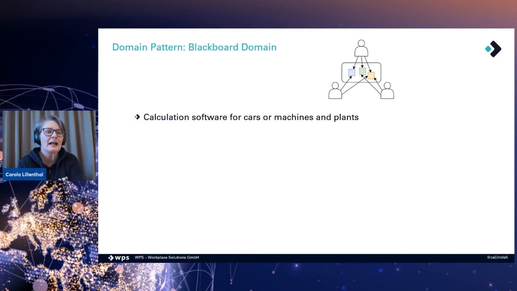So I was just talking about your calculation software for cars. I guess you understood, I remember when we went off, that different roles work together on the plan for the machines, for the cars, for whatever.